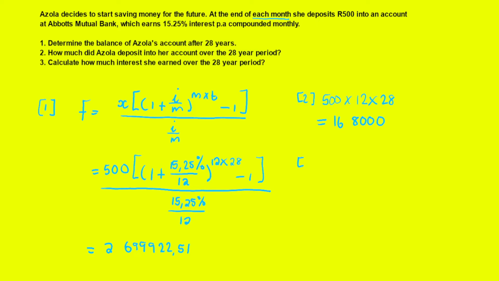Perfect. Question number 3, calculate how much interest she earned over 28 years. Well, you'll take your future value, subtract it with your monthly deposits, and you'll get a wholesome amount of 2,531,922.51.